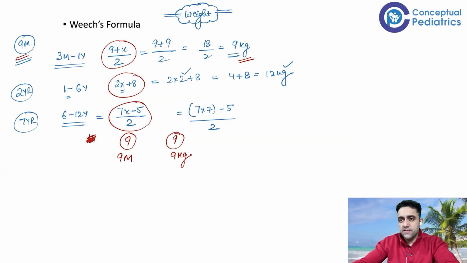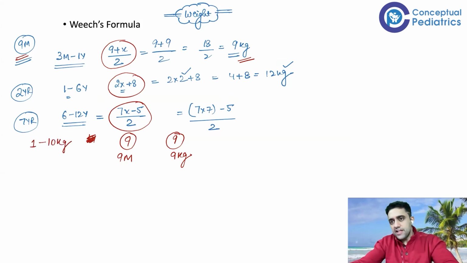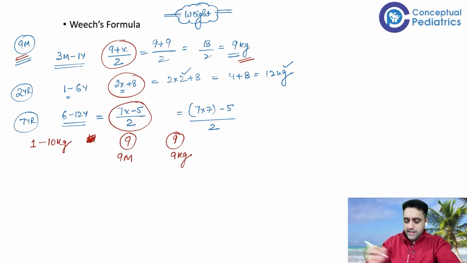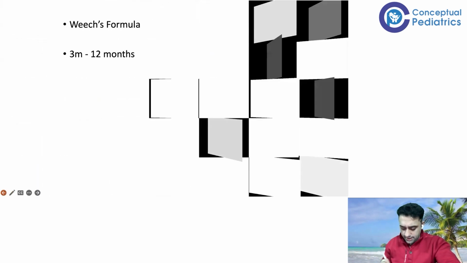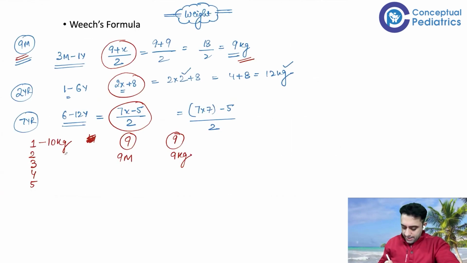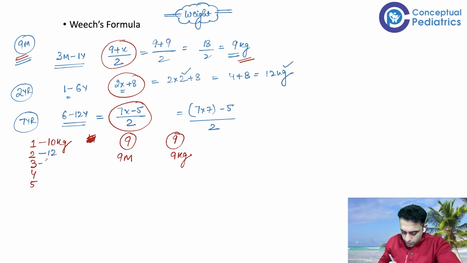The expected weight of a 9-month-old baby is 9 kg. So this is one random formula you should remember. One more thing you should remember, that a 1-year-old is 10 kg. Always remember, a 1-year-old is around 10 kg. Why should I remember that? Because as the age increases, the weight increases in even numbers, as in 10, 12, 14, 16, and 18.